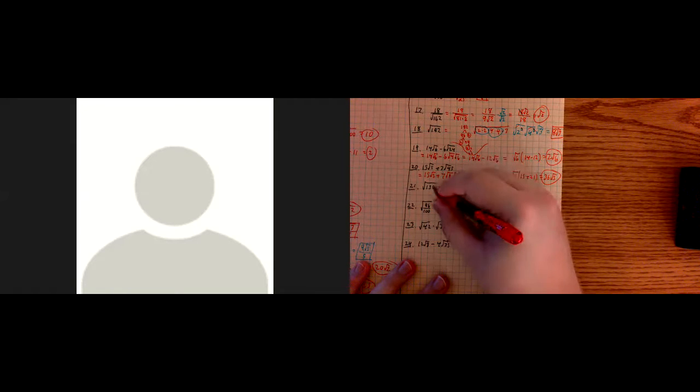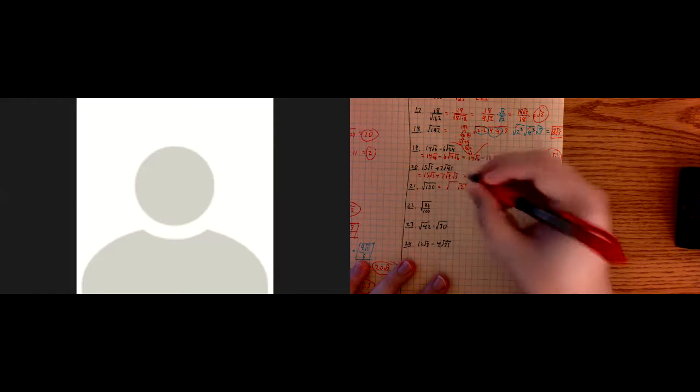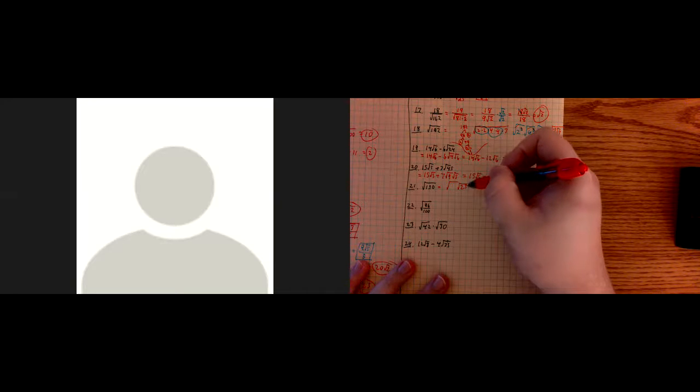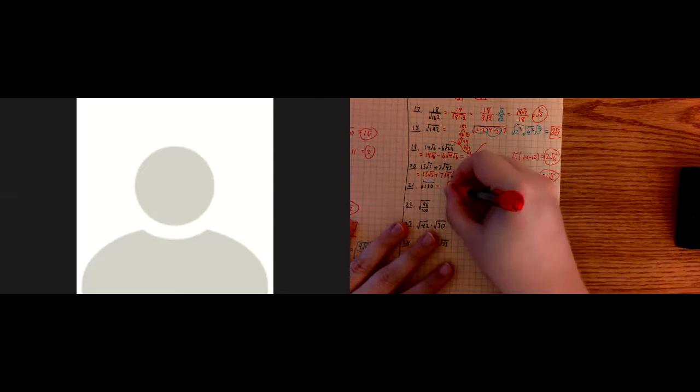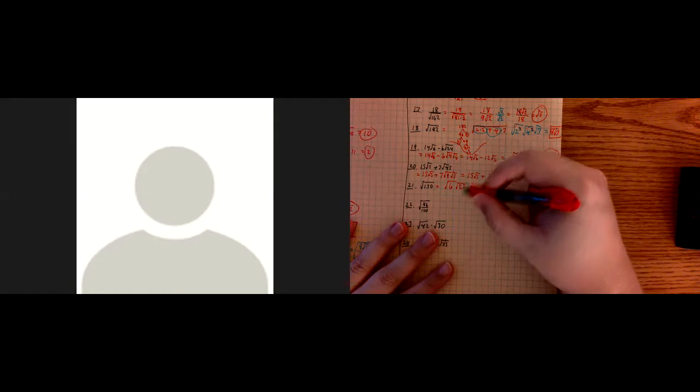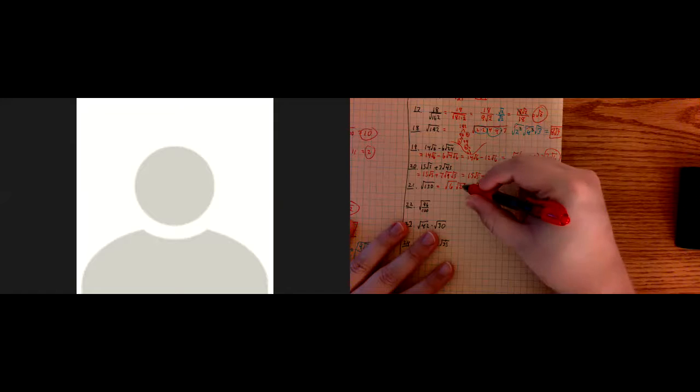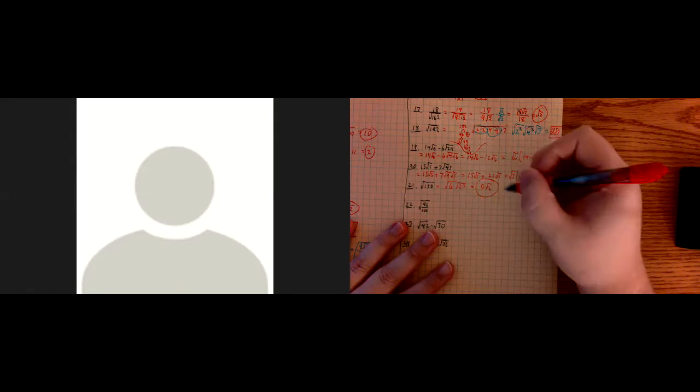Over here, I have 150. I'm going to do a very neat little factor tree here. I know 25 goes into this, and I know 25 is a perfect square. If I could just figure out the other number that goes into it, I'm good. 25, 50, 75, 100, 125, 150. Okay, 6. So square root of 6 times the square root of 25. This becomes 5 square root of 6. Square root of 25 is 5. Square root of 6 is just the square root of 6.